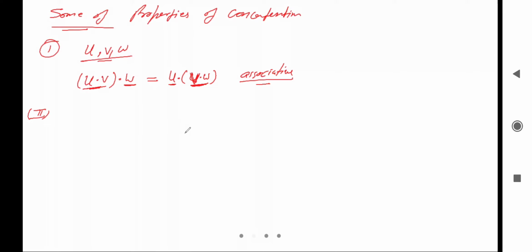Next thing, we can say U, V and W belong to sigma star, then we can say sigma star has left and right concatenation cancellation. So sigma star is having left and right cancellation.